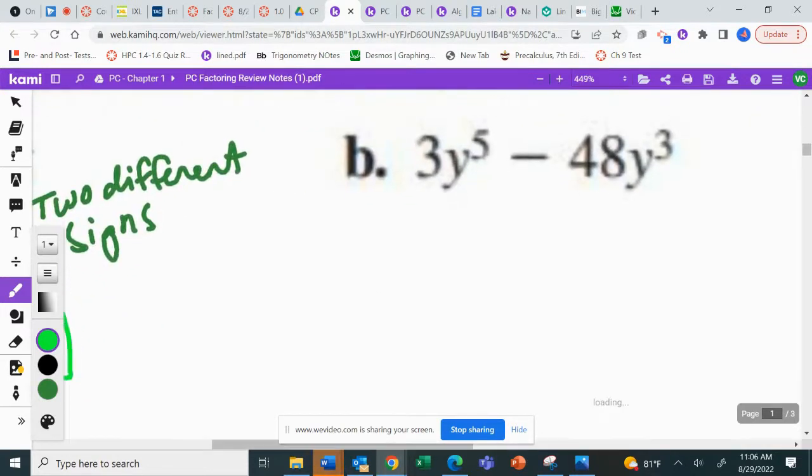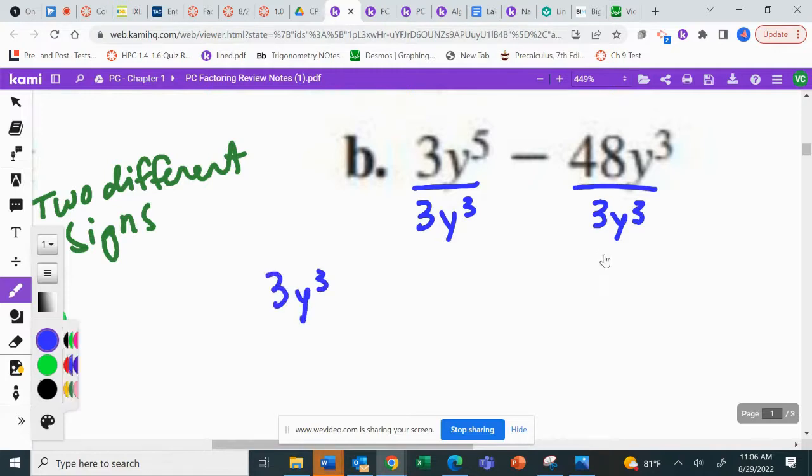Okay, question B. We look and see if there is a greatest common factor. 3y to the third. I'm going to pull that out. And I get y squared minus 16 left over. So now we say, all right, that's a binomial, two terms. Do we have perfect cubes? Or do we have a difference of squares?